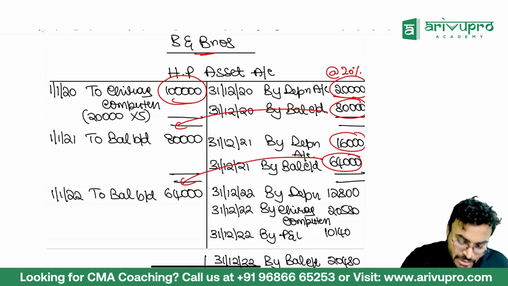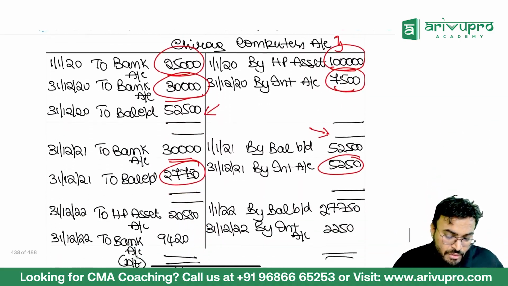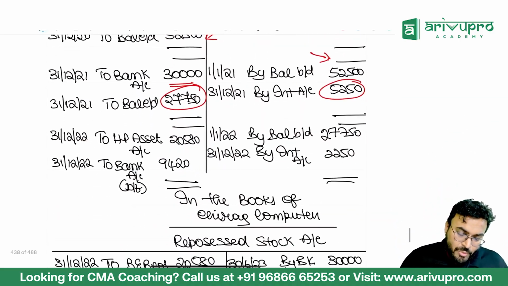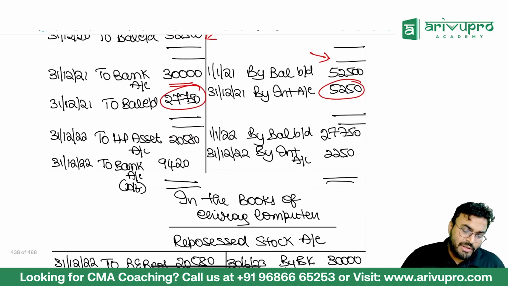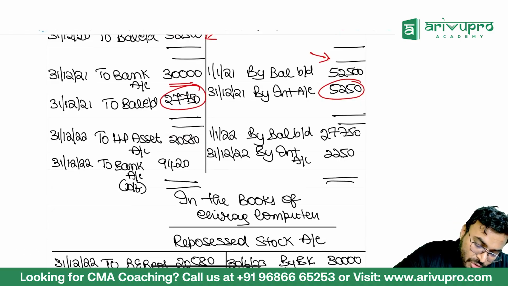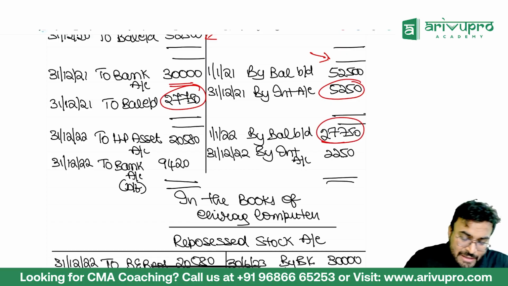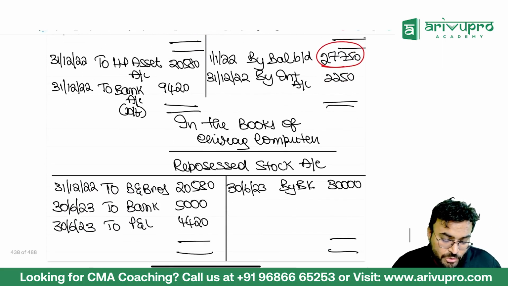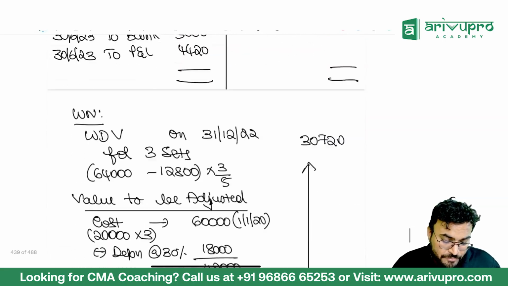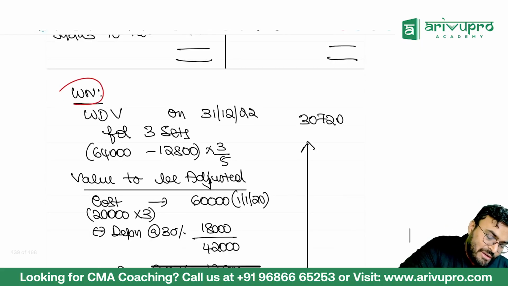Okay, now when we go to the third year, what is happening over here? We have a hire purchase asset which is going to be repossessed. So you got the balance over here. Now you have to do the calculation of repossession. Okay, understand the working note.